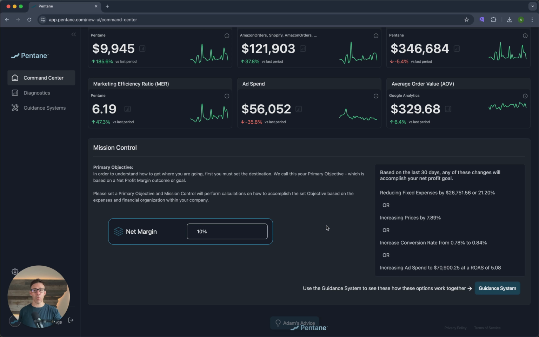So the point of our mission control here is just to set some basic guidelines of changes that we can make in the business, places that we need to pay more attention in order to, again, sort of reverse engineer the outcome of getting to a 10% net profit margin, or whatever that goal is for your company. Next, we look at the guidance system.